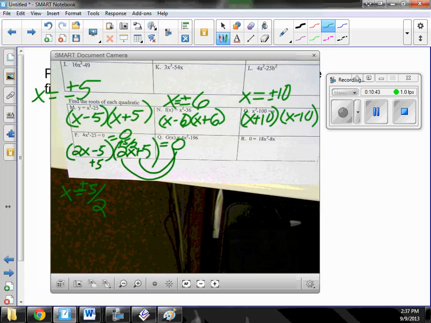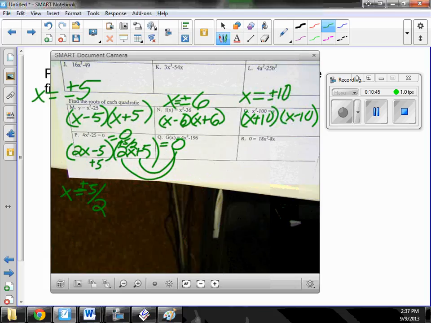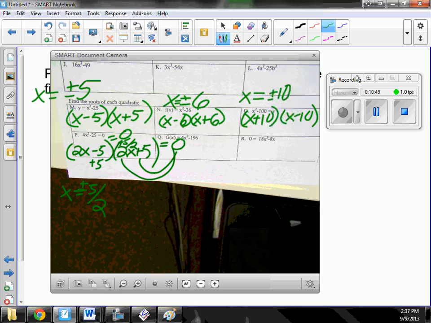And now if you plug that back in, you'll see that it is 0. 2 times 5 halves is 5. And 5 minus 5 is 0.